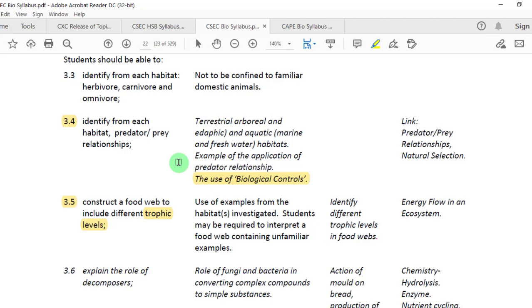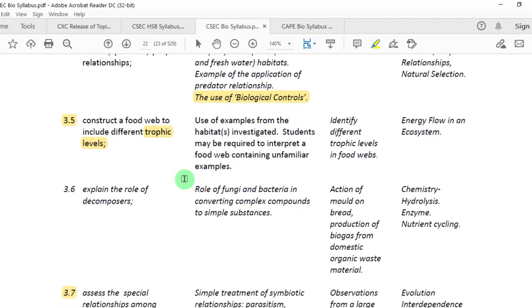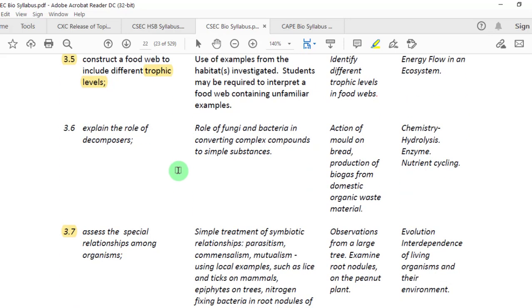The next one, decomposers. Again, for decomposers, that's objective 3.6. This is important, right? We show you different types of decomposers, see this here? This is something to explore as well. Also this here, all of this, enzyme, nutrient cycling, focus on that as well.